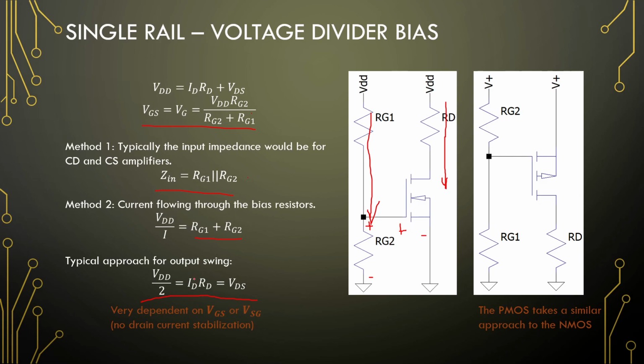Your drain current for this configuration is very dependent on your VGS voltage. So without a resistor here, a source resistor, this is not very stable. It's very finicky with your resistor choices here at the back. Okay, so if you choose your resistor too far to the one side, your drain current will be changing by a lot. Okay, so we will also be looking at that in our simulation.